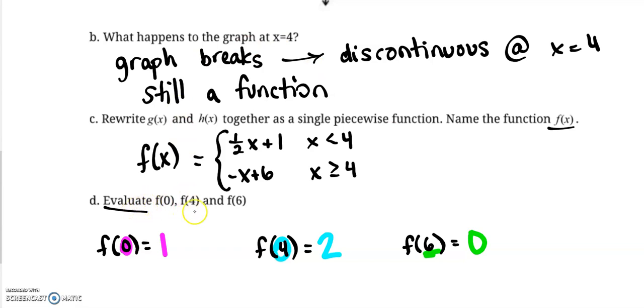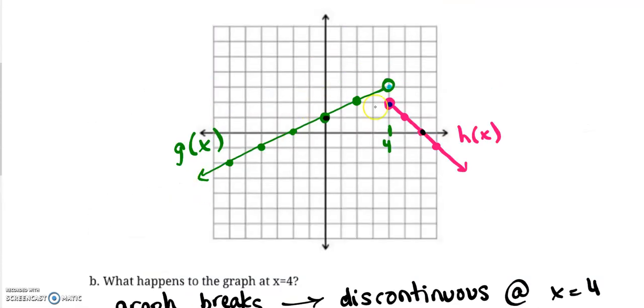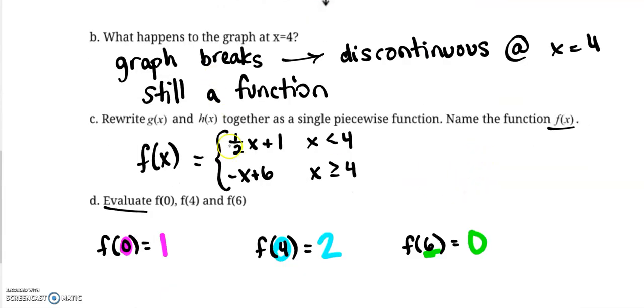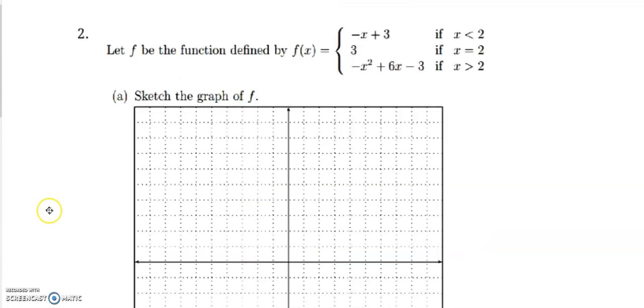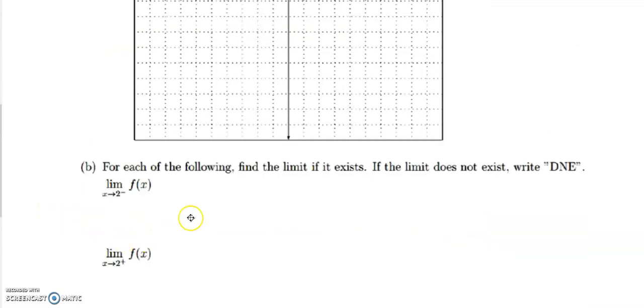So if you're asked to evaluate a function, especially if you have the graph, just look at the graph. If you didn't have the graph, you would just plug these numbers in depending on the value. Since 0 is less than 4, that's how you'd know to plug it into the first function. 4 is greater than or equal to 4, so that would go into this second one. And 6 is definitely greater than 4, so you'd plug 6 in here. So that's another way you could figure out the answers to that part of the question. Okay, so moving along. How does this relate to limits?